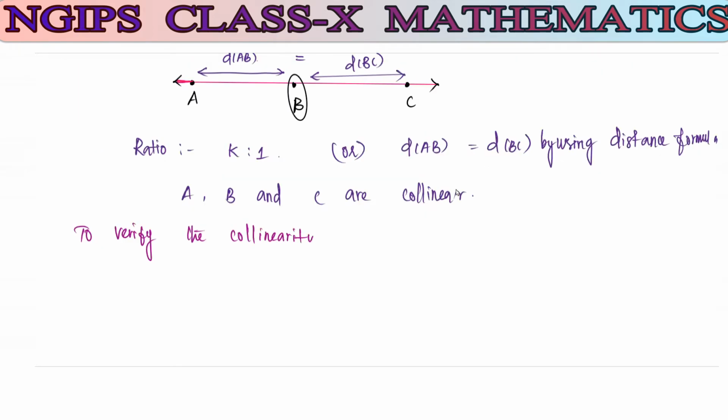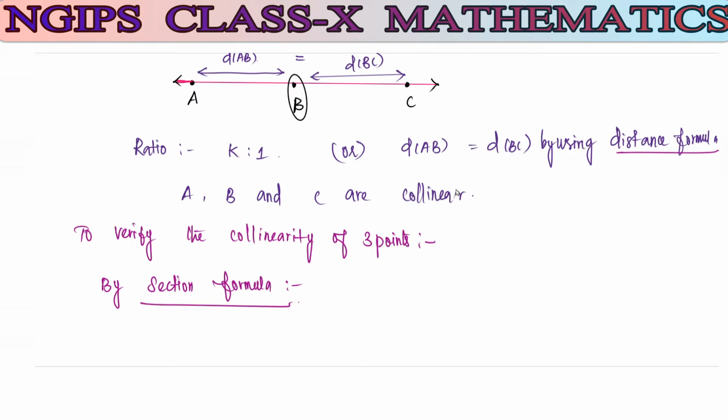To verify the collinearity of 3 points, A, B, C, which lie on the same line, we can use the section formula. By using the distance formula we already know how to find it. Now here we will use the section formula.